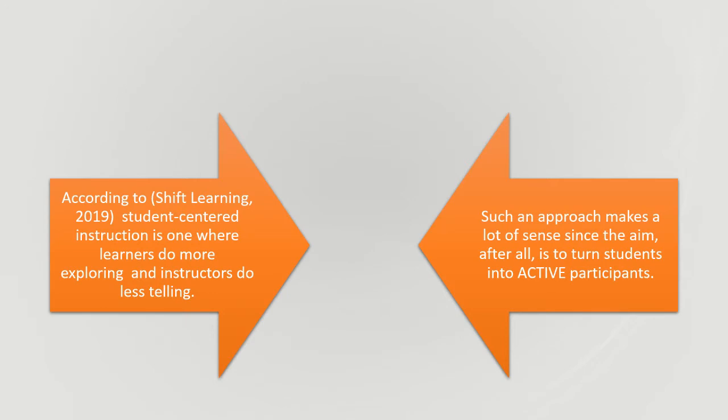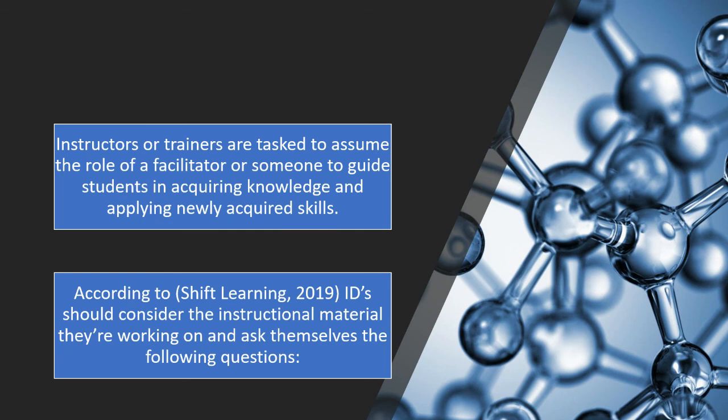According to Shift Learning 2019, student-centered instruction is one where learners do more exploring and instructors do less telling. Such an approach makes a lot of sense since the aim, after all, is to turn students into active participants. Instructors or trainers are tasked to assume the role of a facilitator, or someone to guide students in acquiring knowledge and applying newly acquired skills.